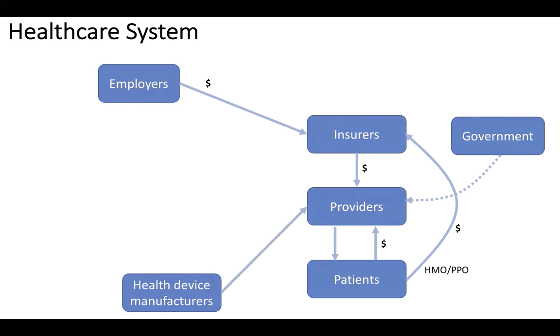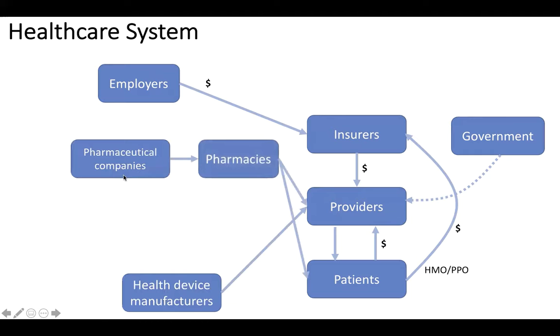We also, in this healthcare system, in addition to hospitals, patients, insurers, governments, and employers, have health device manufacturers, those who make the health devices that are used in the healthcare system. We also have pharmaceutical companies, which create all the medications that we are going to use, and those medications go to the pharmacies, and pharmacies are the ones that will be working with the providers, hospitals, clinics, and so forth, or directly with the patients to provide the medications that are needed.